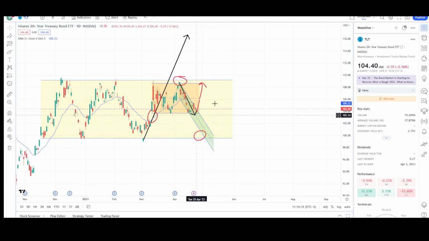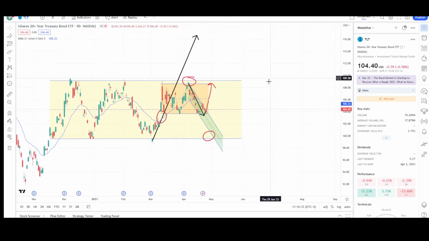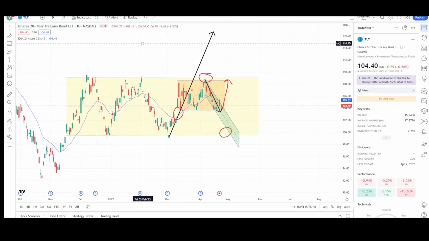So there's bearish and bullish signs currently on the chart. So we'll have to wait and see. But as of right now, prices are looking slightly more bearish than bullish in the short term. In the macro term, it still looks okay for the bulls.